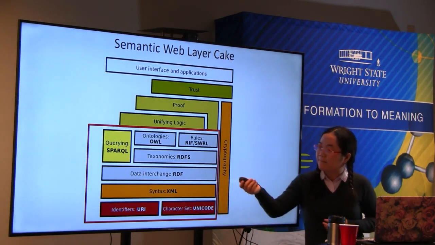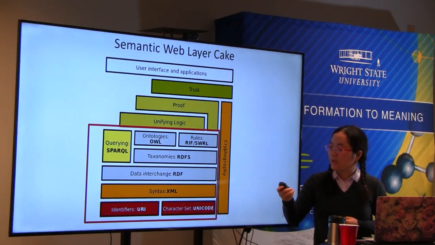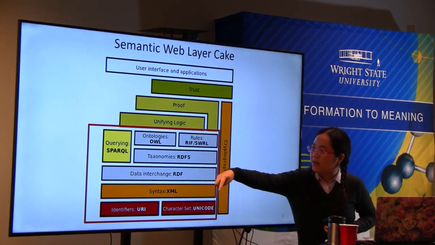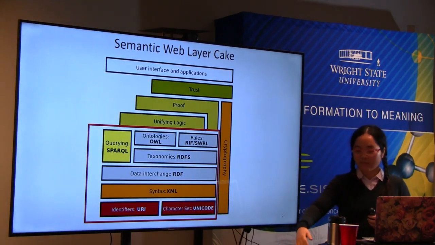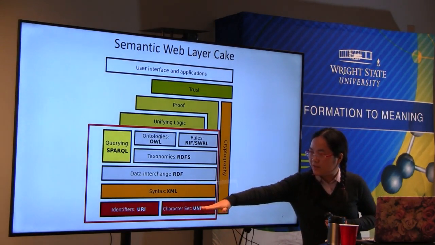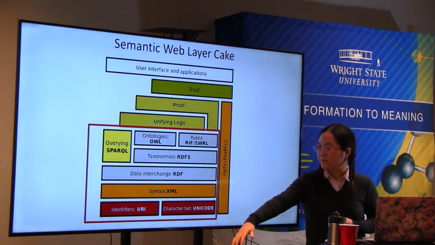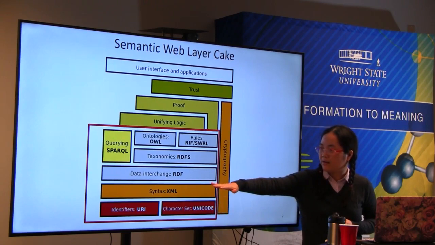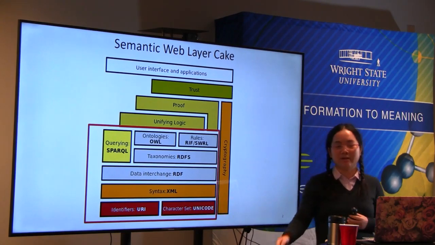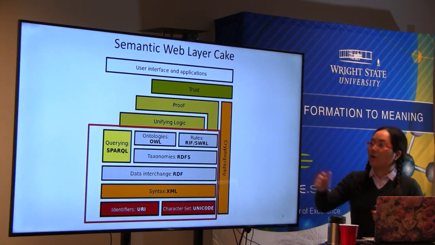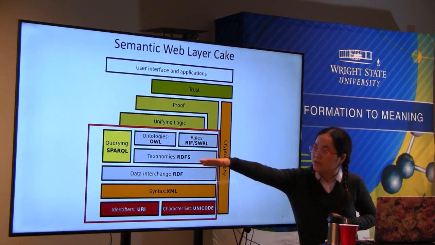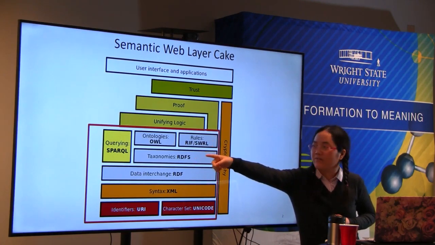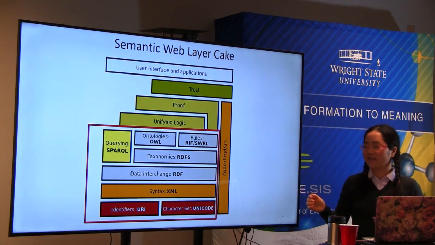The focus of my work today will be on SPARQL, RDFS, and RDF. The bottom layers are used by the upper layers. Like in RDF, we use the URI and Unicode. Some of that can be represented in XML, but we have other formats as well. So my work covers RDF, RDFS, and SPARQL. The extension of this work will be OWL, but it's not the focus of the dissertation.